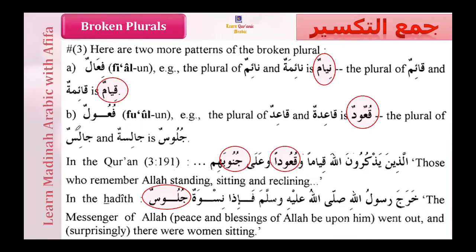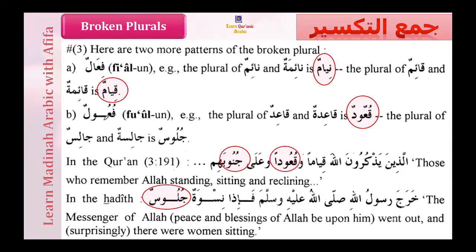Now we're going to talk about patterns. As I mentioned before, broken plurals have certain patterns. If you know these patterns, you will at least be able to recognize the plurals in a verse. So why are these patterns given in this form? Fa'ala, fi'alun, fu'ulun. The reason is that this is considered like a standard. The letters fa, ain, lam are considered standard three-letter root words, and you can make patterns with this.